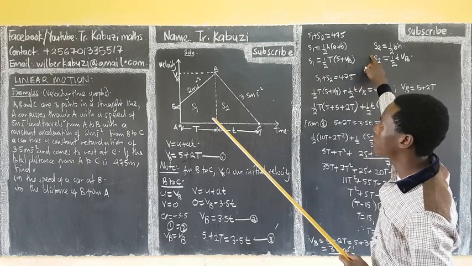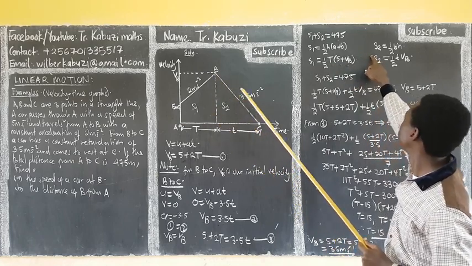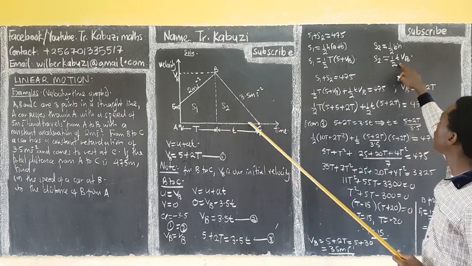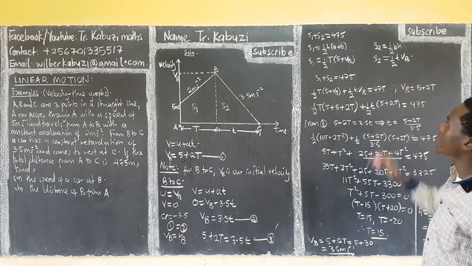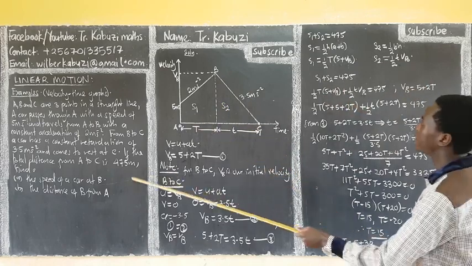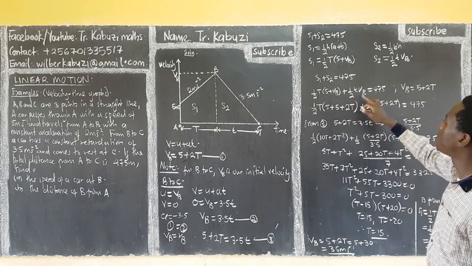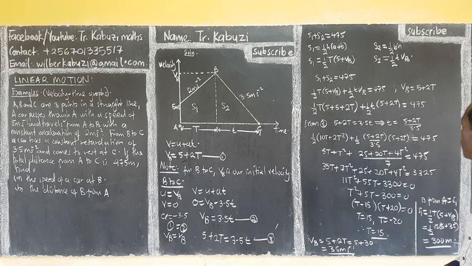Then S2. We have a triangle, so it's going to be a half times base times height. Our base is t. Our height is VB. From here up to here is VB. So that's what I have. When I add them, I get the total distance, which is this. So now I substitute in this for S1 and S2 equal to that.